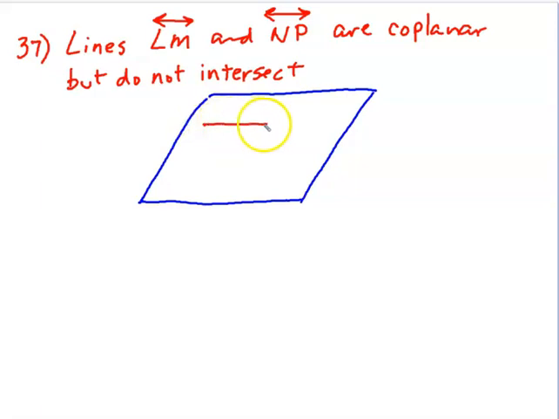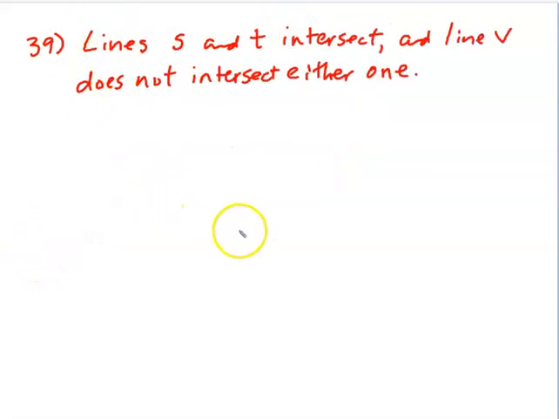So here is line LM. And then parallel to that, we will do NP. And there's an example of the answer that you could come up with for number 37. And now let's do number 39.